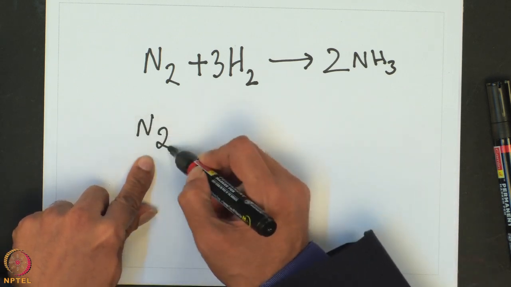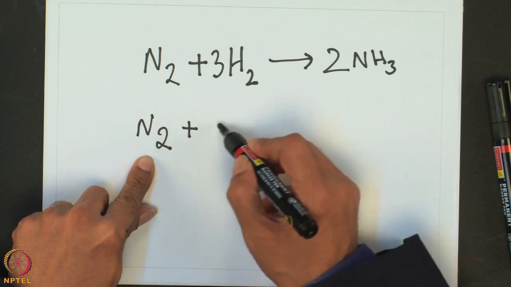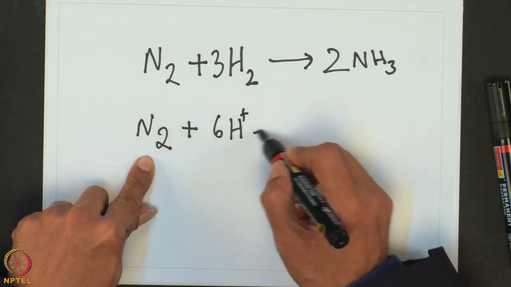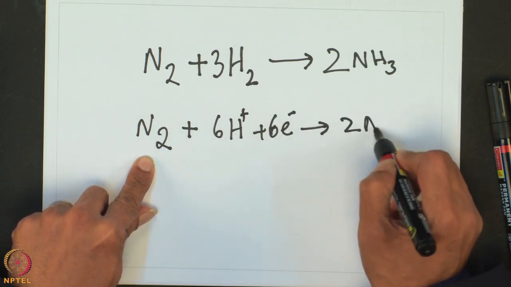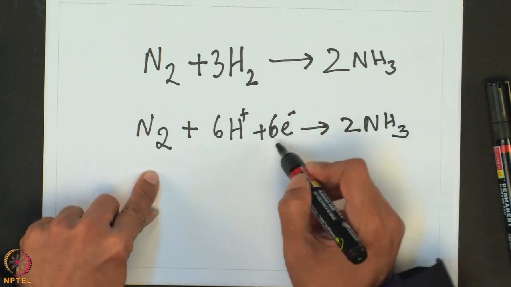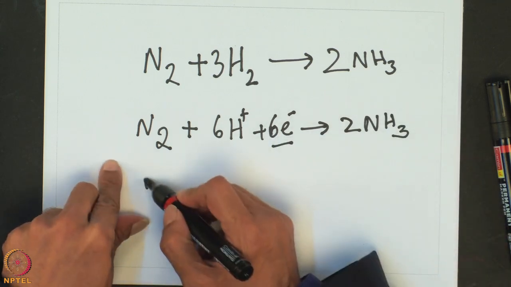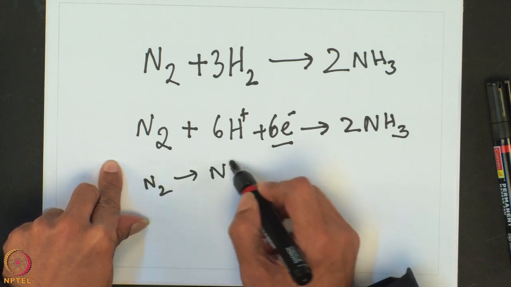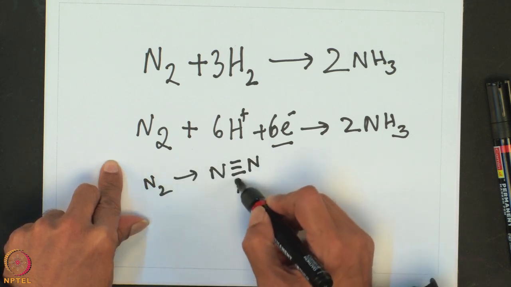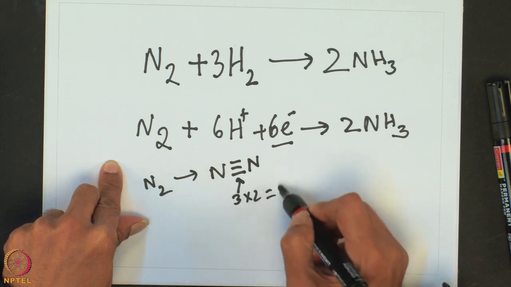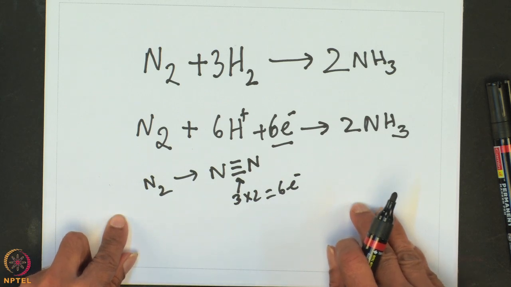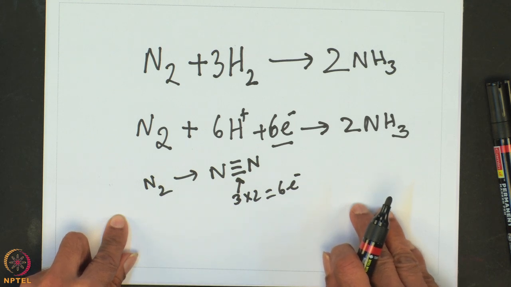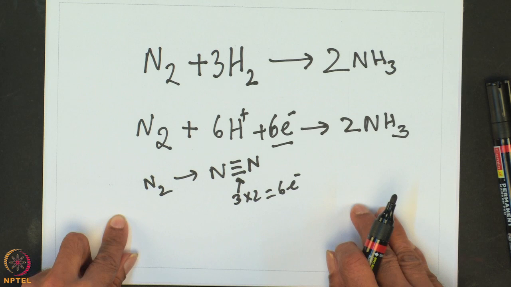As far as the biological system is concerned, you require 6H+ and 6 electrons, giving 2NH3. Why do we need 6 electrons? The N2 has an N≡N triple bond, so the triple bond requires 3 into 2, 6 electrons. If you put 6 electrons into the antibonding orbitals of the nitrogen molecule, you start breaking the bonding between the nitrogen and nitrogen.